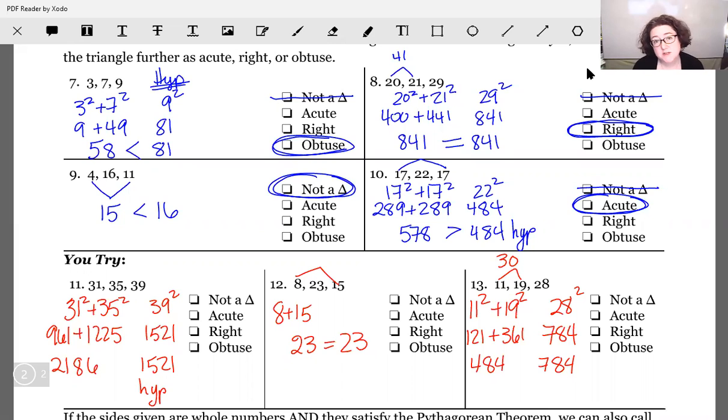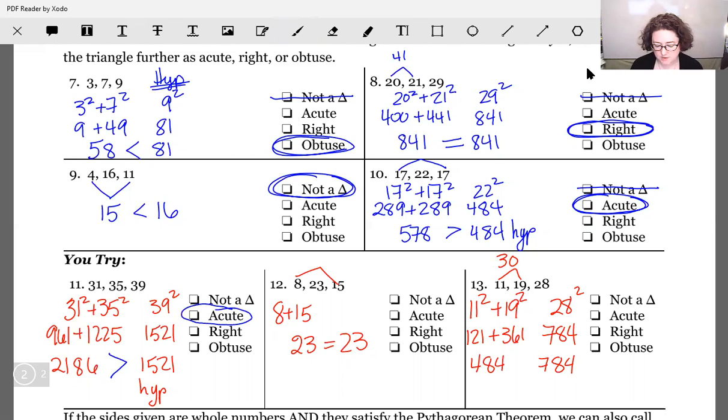And then when I plug those into Pythagorean Theorem, for my hypotenuse, the 39 squared, I get 1521. And when I add together my two legs squared, I get 2186. So definitely adding my two legs squared together is bigger than the hypotenuse, aka the hypotenuse is too small. So that means I should have an acute triangle.